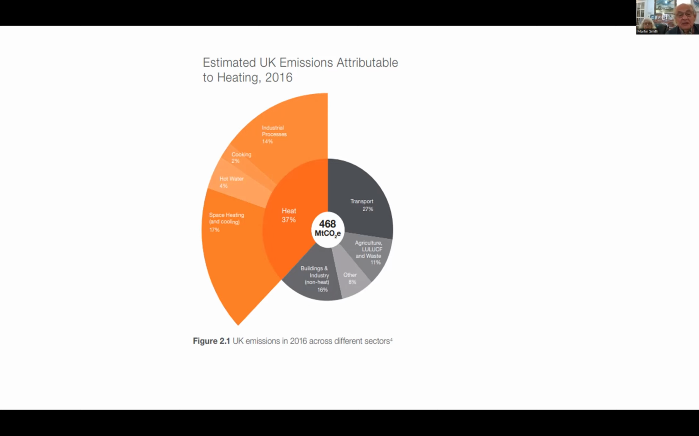And you see the big orange at the bottom is space heating. Space heating at home is about 17%, and industrial processes are 14%. Transport's 27%, and the building industry is about 16%. So it's a lot of work being done on where the energy is going. Next slide.